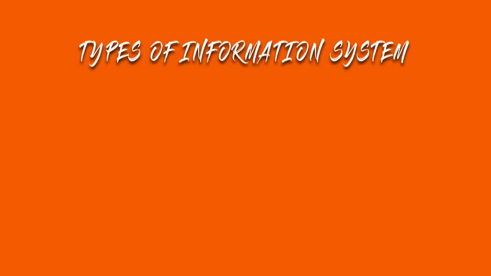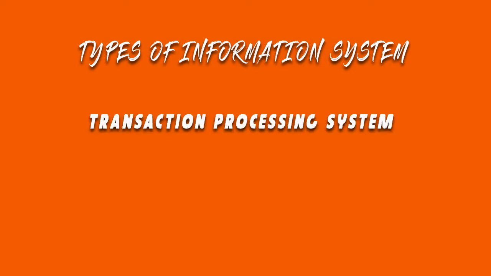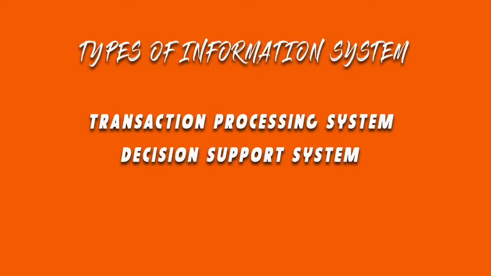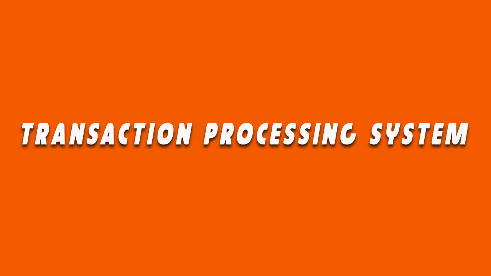Hello everyone, good day. Today I'm going to discuss three types of information system, and these are the transaction processing system, the decision support system, and the management information system. So first, the transaction processing system.